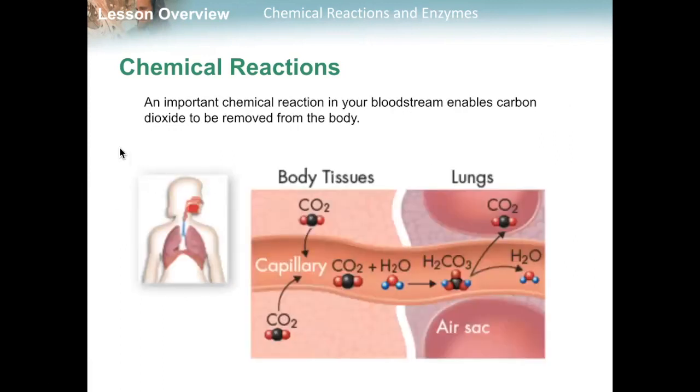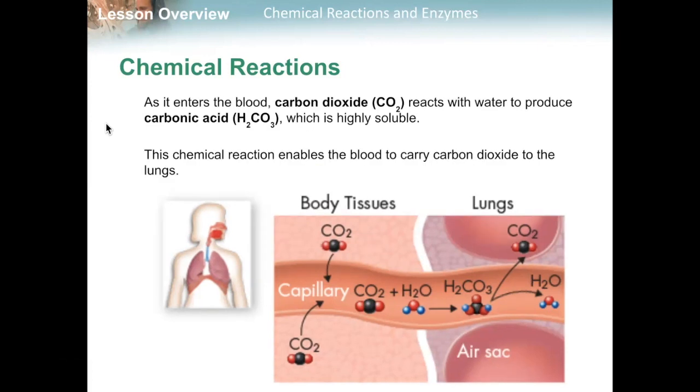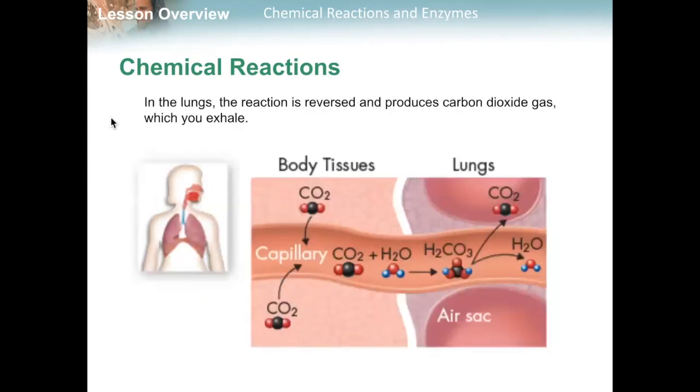An important chemical reaction in your bloodstream enables carbon dioxide to be removed from the body. As it enters the blood, carbon dioxide reacts with water to produce carbonic acid, which is highly soluble. This chemical reaction enables the blood to carry carbon dioxide to the lungs. In the lungs, the reaction is reversed and produces carbon dioxide gas, which you then exhale.